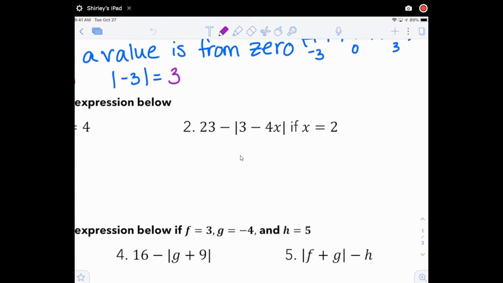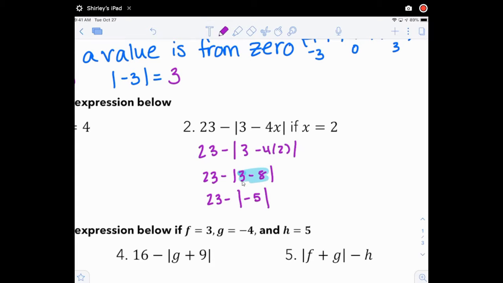Restarting. Again, we're plugging in a 2, so quickly rewriting this. We were at 4, plug this in. 23 minus 3 minus 8. So then, as I was saying, we still have to evaluate inside there. So I have 3 minus 8. So I have 23 minus the absolute value. 3 minus 8 is negative 5.